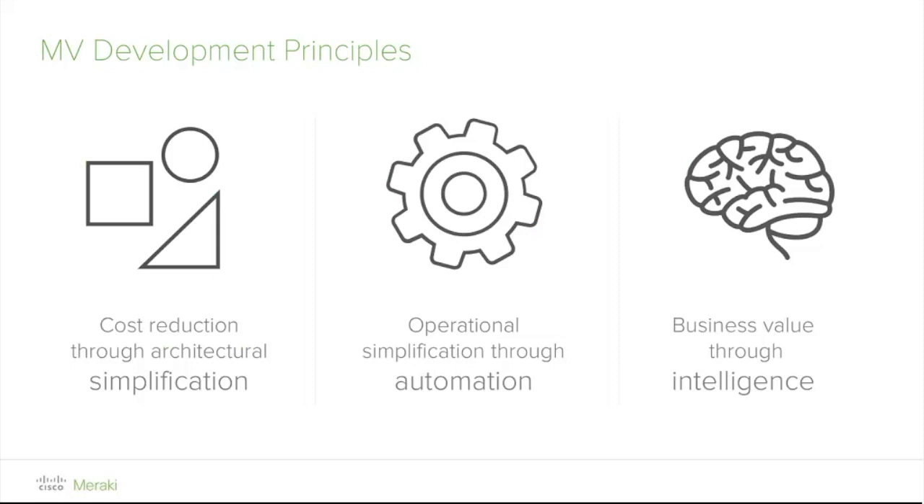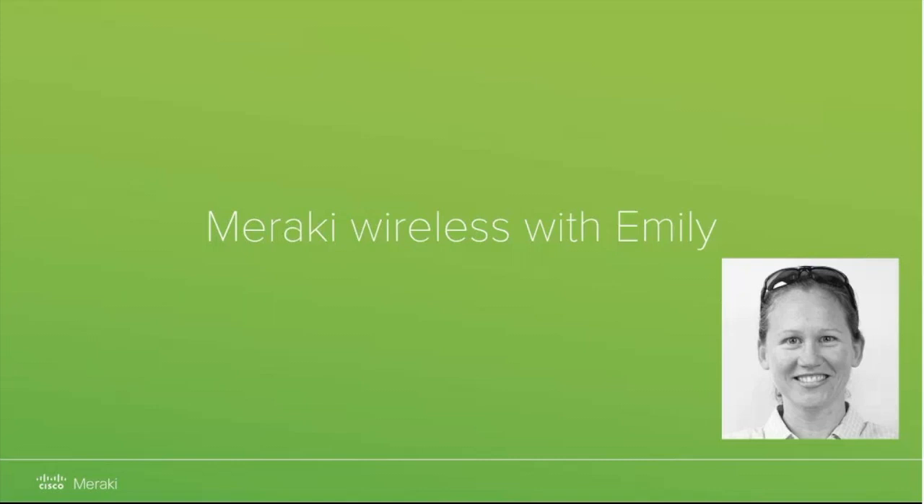And so all of these examples that I've highlighted on our 1-year anniversary hopefully tie back to the main development principles that we have on the MV team. So cost reduction through architectural simplification, removing that NVR and DVR from your infrastructure, operational simplification through automation, getting rid of those manually self-signed SSL certs, and business value through intelligence, monitoring your sheep out in the field or whatever else you might need to monitor. And with that, I'll hand over to Emily.